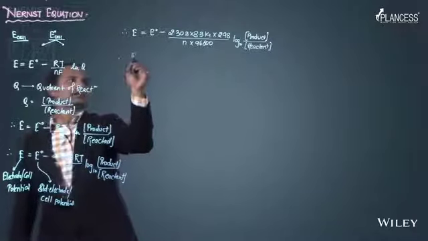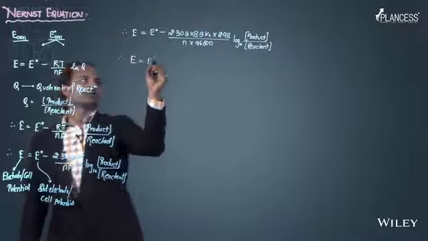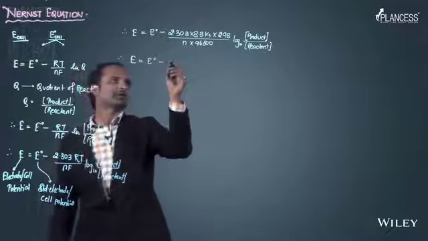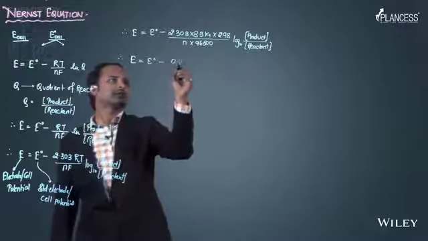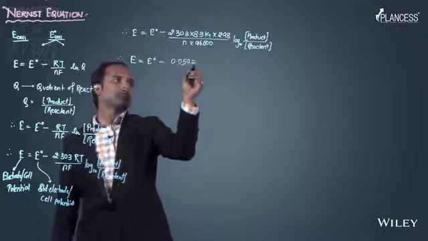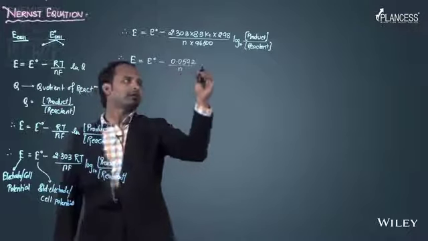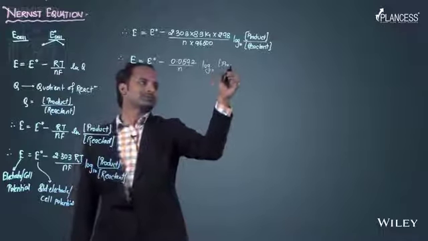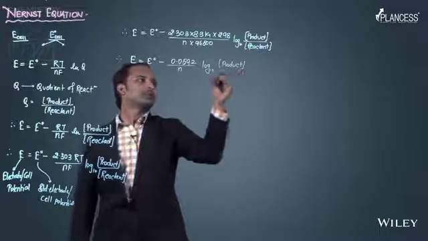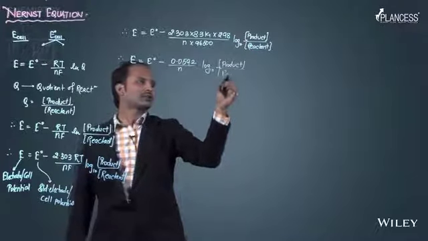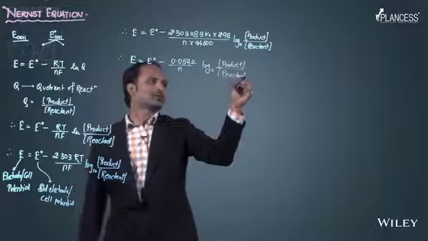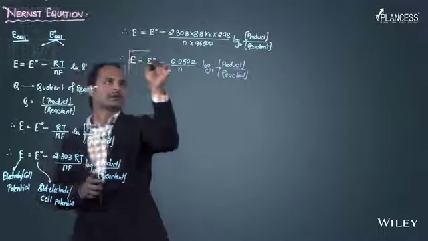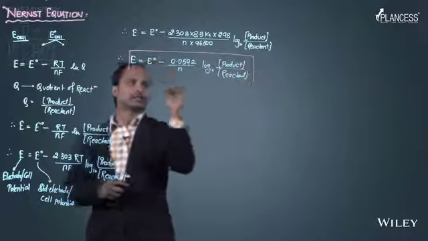Therefore, I can say that E is equal to E naught minus, on multiplying all these constant numbers, or after multiplication and division, we get 0.0592 upon N log to the base 10 molar concentration of product upon molar concentration of reactant. So this is the Nernst equation which we use for solving the numericals when it comes to E and E naught cell.